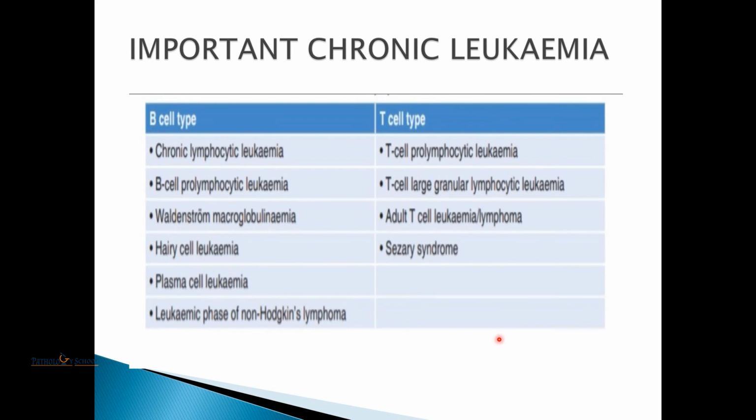I have already enumerated lymphomas and leukemia of B, T, NK and plasma cells, but these are the list of a few important chronic leukemias which are generally missed as these are scattered in the subcategories. So I will be mentioning those important chronic leukemias. Chronic leukemias of B cell type: chronic lymphocytic leukemia, B cell pro-lymphocytic leukemia, Waldenstrom macroglobulinemia, hairy cell leukemia, plasma cell leukemia, leukemic phase of non-Hodgkin lymphoma, and T cell type includes T cell pro-lymphocytic leukemia, T cell large granular lymphocytic leukemia, adult T cell leukemia or lymphoma, and Sézary syndrome.